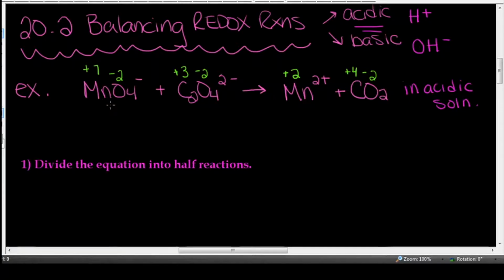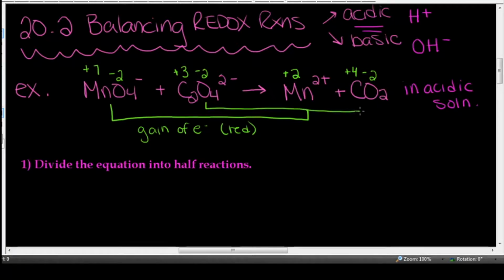Okay, so I'm seeing my manganese going from a +7 to a +2. If it's going from a +7 to a +2, that must be the gain of electrons, and so that's going to be my reduction half reaction. And I can see my carbon is going from a +3 to a +4. It's becoming more positive in charge. And so if my carbon is going from a +3 to a +4, that is the loss of electrons, and so that's my oxidation half reaction.